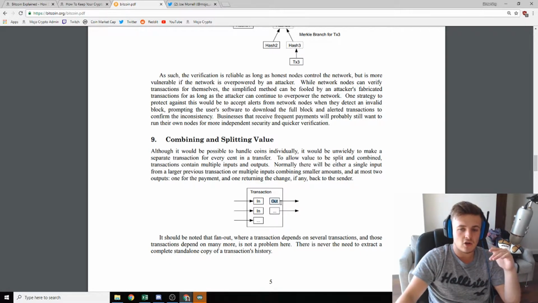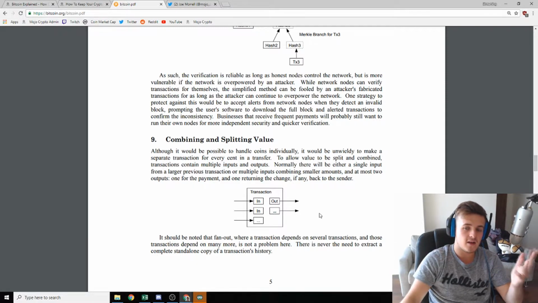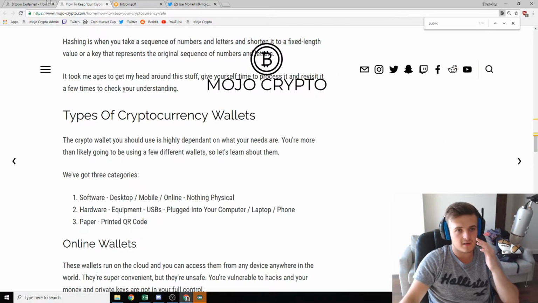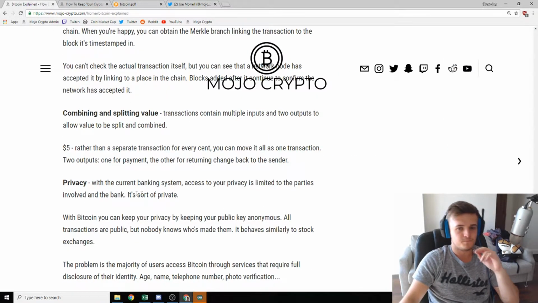And then you've got two outputs. You've got one, which is the payment, and then you've got another one which will just return any change. So if you send someone a fiver, but you're buying something that's only £4.50, the output will be, okay, we're accepting £4.50, and then okay, 50 cents is going back to the user. So that's what that is. There's two outputs and as many inputs as you want. So that's combining and splitting value. That one's quite easy to explain.